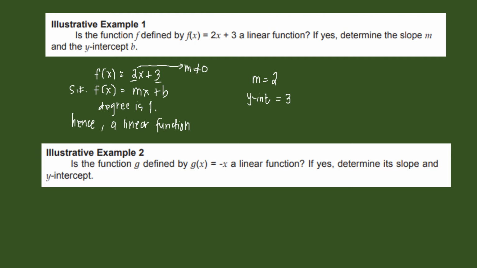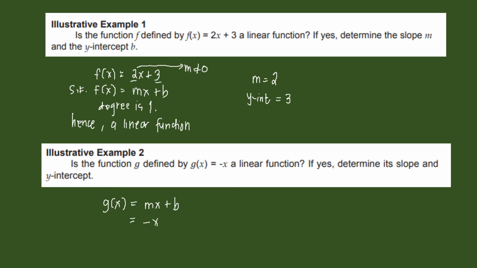Let's have another example. Is the function g defined by g of x equals negative x a linear function? If yes, determine its slope and y-intercept. Again, we write here, g of x is equal to mx plus b. That is the standard form. And what we have here is g of x is equal to negative x.